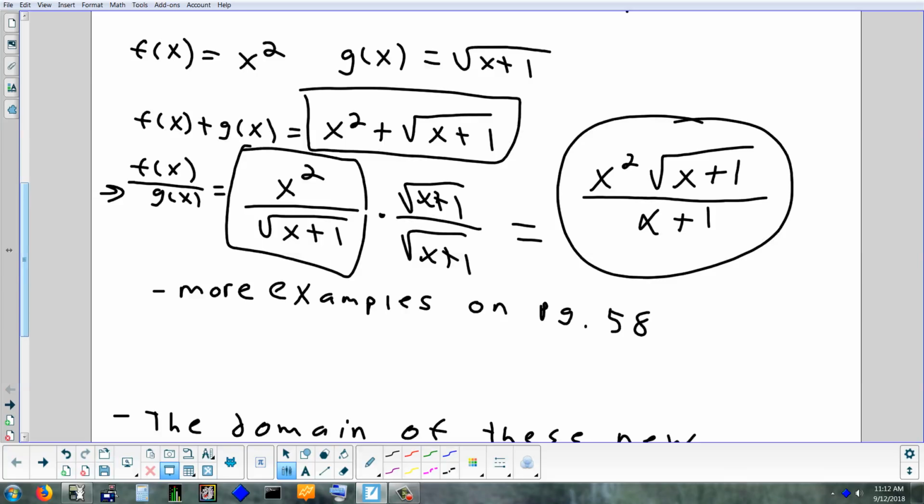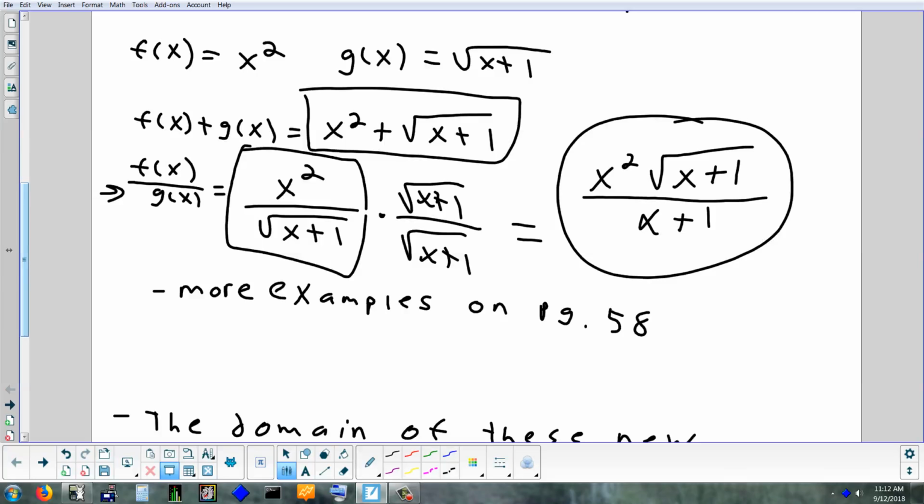I'm not sure. You want to help him out? Yeah? Can't divide by 0 or can't have a 0 in the square root. Yeah, we can't divide by 0.